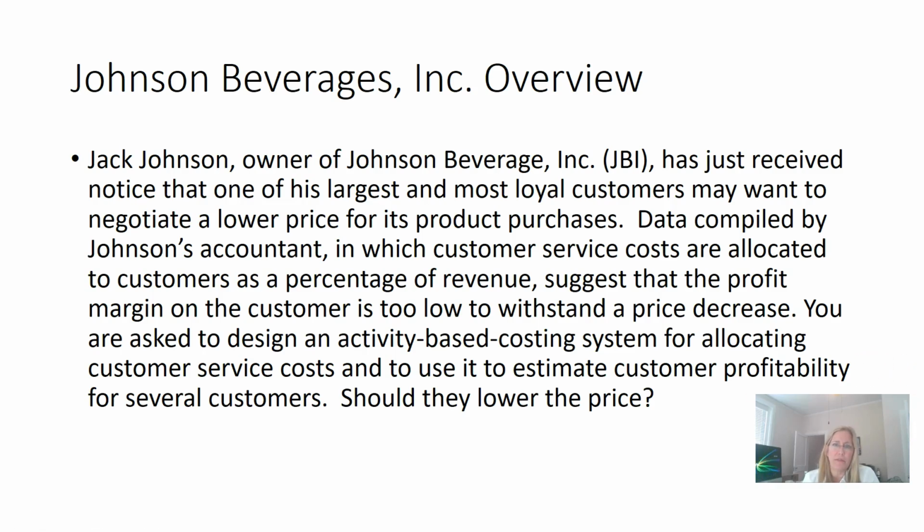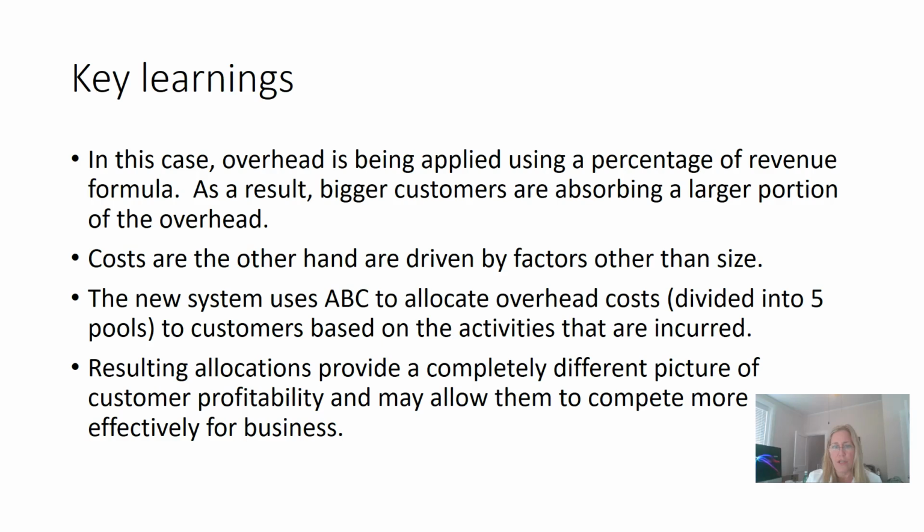So looking at this overview, this summary, I've already done that, but let's just go through this real quick. So again, the data was compiled by the accountant. Customer service costs were allocated as percentage of revenue. It suggests the profit margin on the customer is too low to withstand a price decrease. You're asked to design an activity-based costing system for allocating those costs and to use it to estimate customer profitability for several customers and then decide should they lower the price.